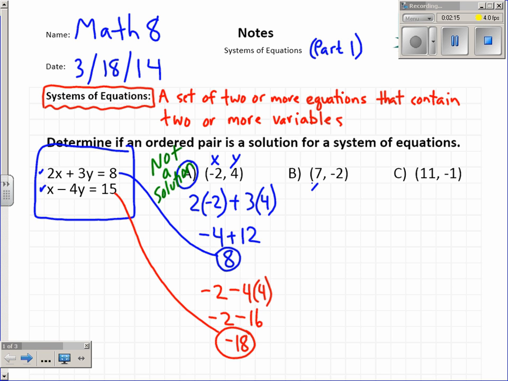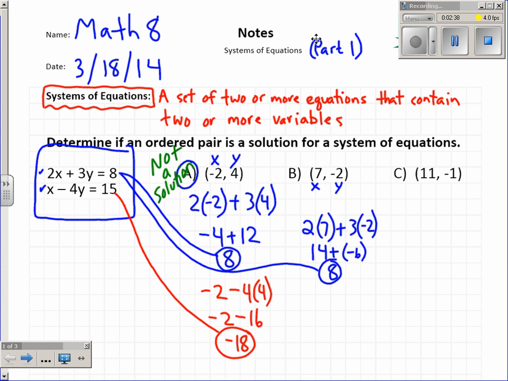All right, so let's do this again. Here we have our x and our y, and we're going to plug those into the two equations. So the first equation is 2 times x plus 3 times y. Then we get 14 plus negative 6, which is 8, which is what they want us to get. So that one does work. Let's see if the other equation works. So we're going to do x minus 4 times y. Now we get 7 minus negative 8.